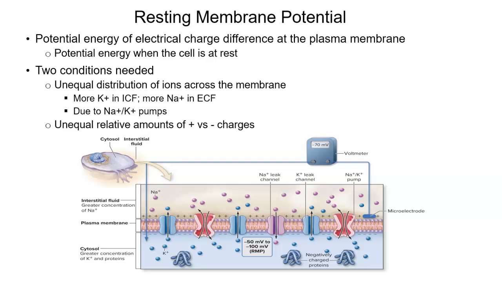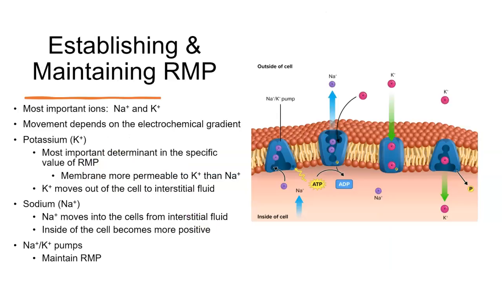Now, what that does is to create an unequal distribution of positives and negatives, and also, as we've seen, unequal distribution of the potassium and sodium, and this together establishes an electrochemical gradient. The two most important ions in establishing and maintaining the resting membrane potential are sodium and potassium. And the way that they move across the membrane depends on that electrochemical gradient.